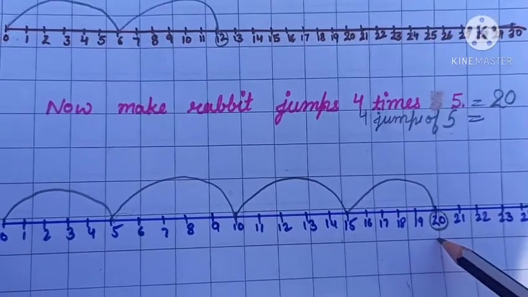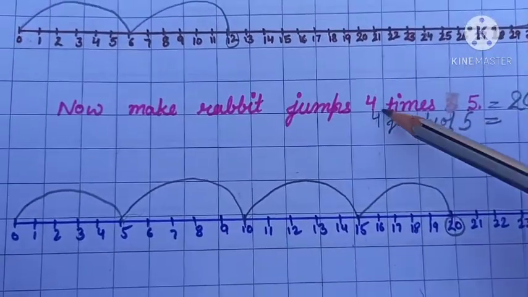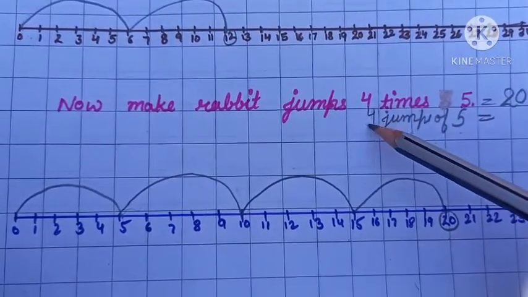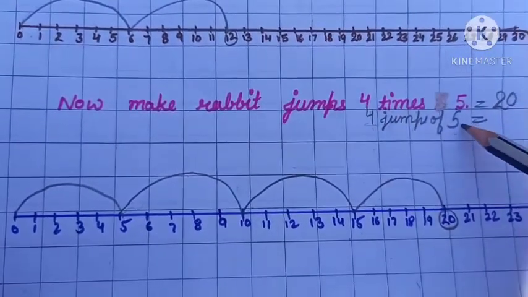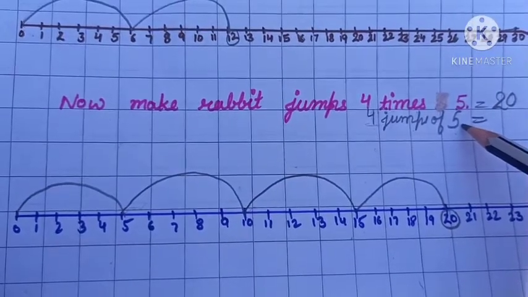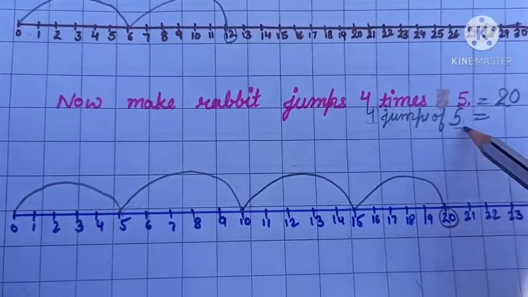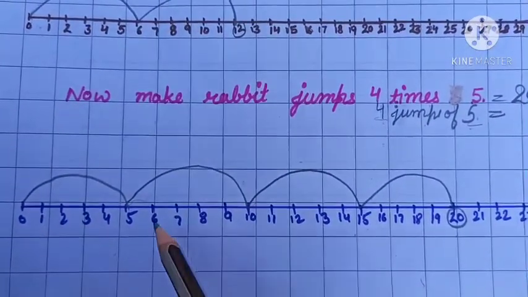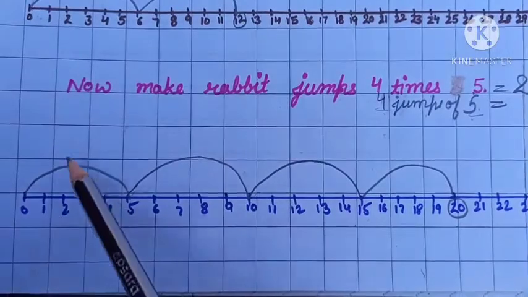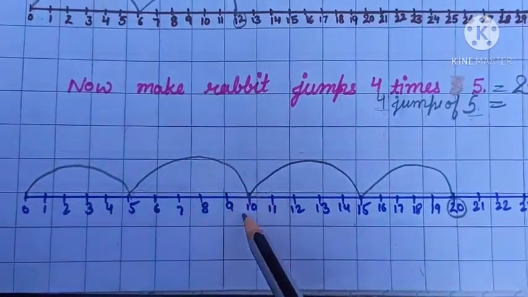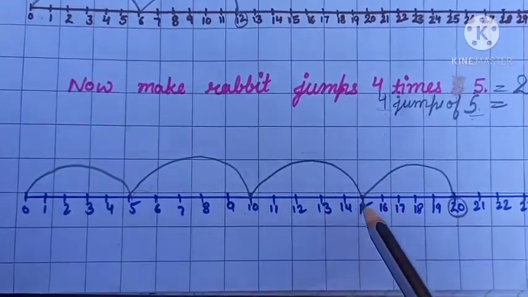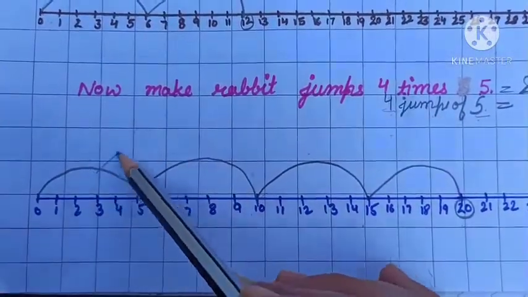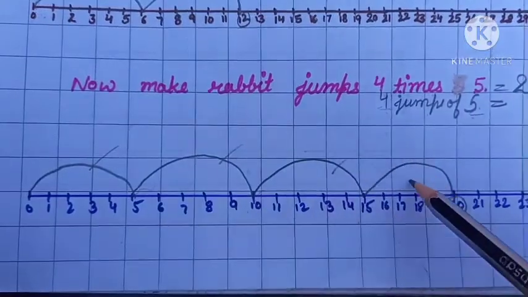Now I have a trick for you. Look at the first number, that is 4. It means we need to jump that many times. And look at the second number. It means we have to recite the table of this number. Here I do the same. I recite the table of 5. Like 5 ones are 5, 5 twos are 10, 5 threes are 15, 5 fours are 20. So we took 4 jumps. 1, 2, 3 and 4 jumps.